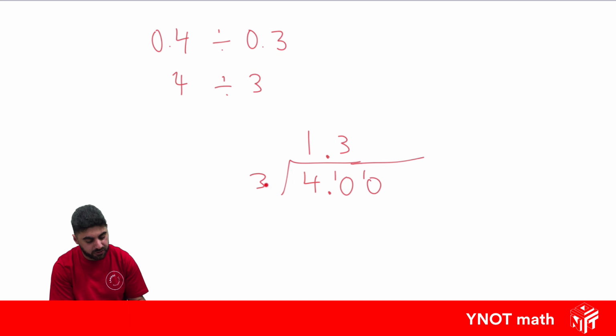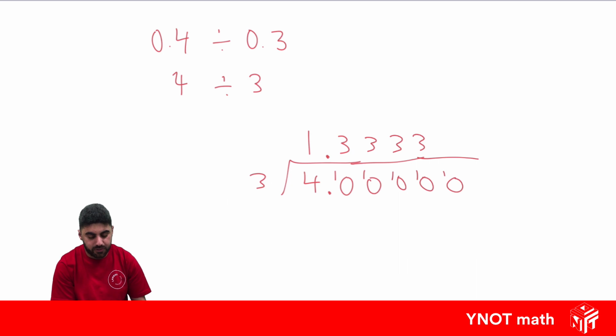How many times does 3 go into 10? Well, it goes in 3 times, remainder 1. 3 goes into 10, 3 times, remainder 1. Hopefully you get the idea. So this pattern is going to go on forever and ever. And we call this a recurring decimal that has a pattern. And we can write this as 1.3 with a dot above the 3 to show that that 3 goes on forever.